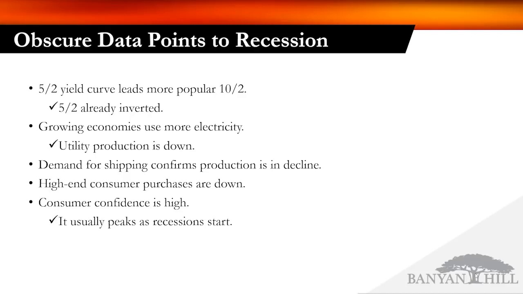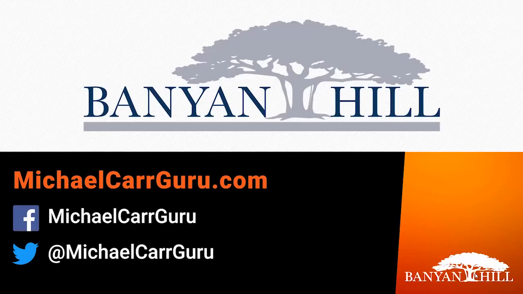5-2 yield curve, electrical production, Baltic Dry Index, high-end Mercedes Benz sales, recreational vehicle sales, consumer confidence. They're all telling us potential problem ahead. And this is the kind of data we need to look at if we really want to get an edge in the stock market. Thanks for joining me for this quick look at obscure economic data.